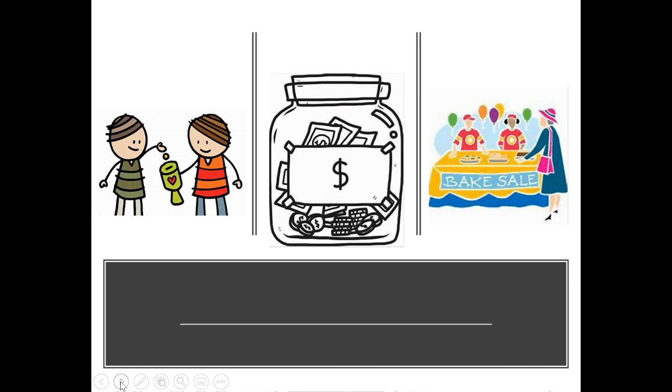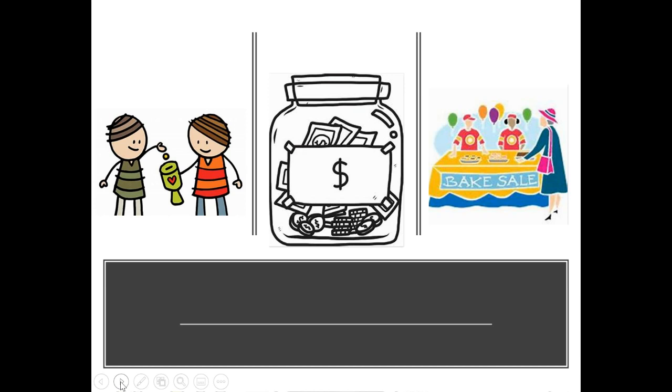Well, in the first picture, I notice a boy is asking for money and another person is putting it in the collection can. In the next picture, I notice a jar full of money. In the third picture, I notice someone's having a bake sale and people are buying things at the bake sale. So, how are these pictures the same or similar?